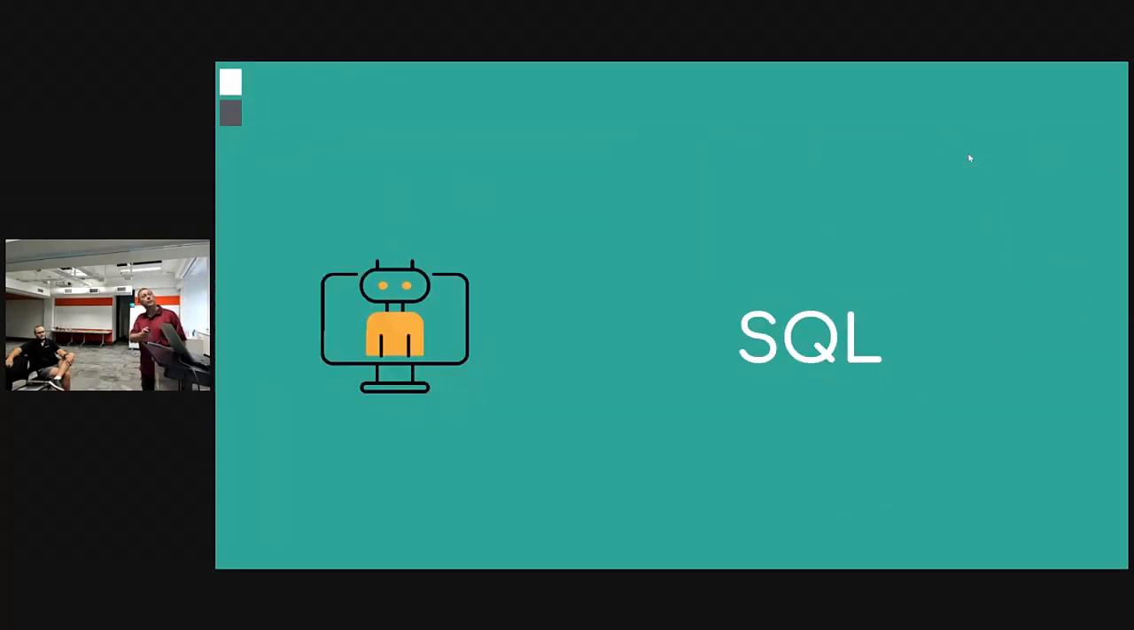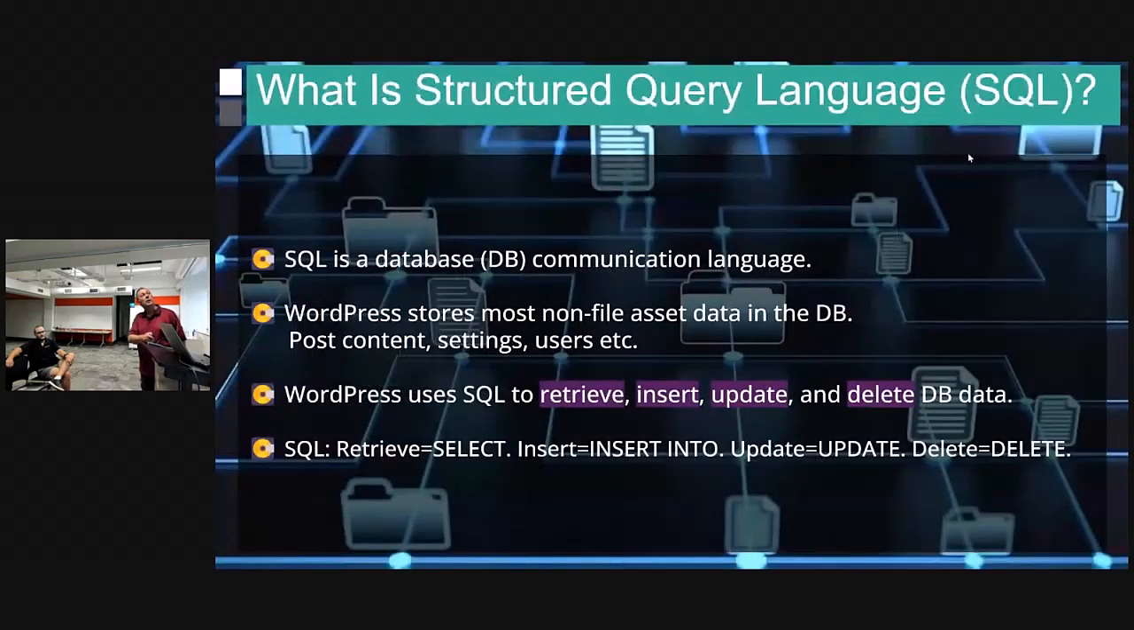Okay, SQL. So because WordPress has most of its content in the database, we need a way of getting information out of the database and into the database. It's called SQL, so structured query language, basically just a database communication language for that.